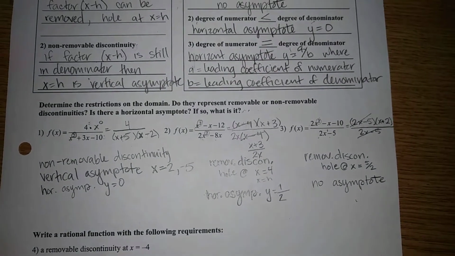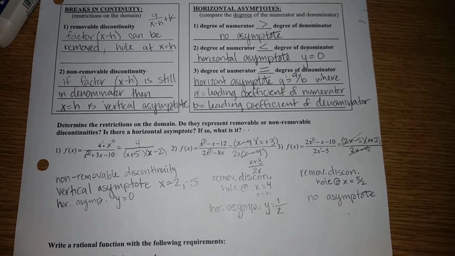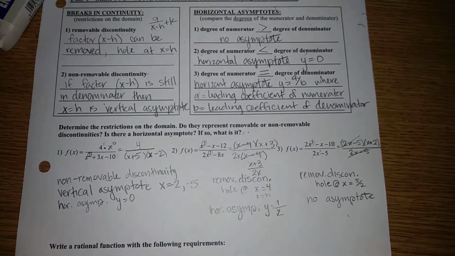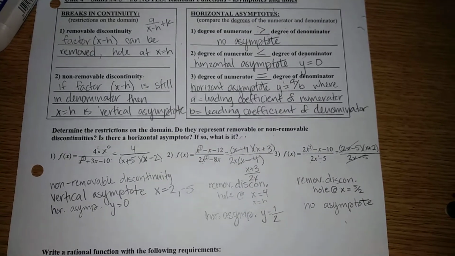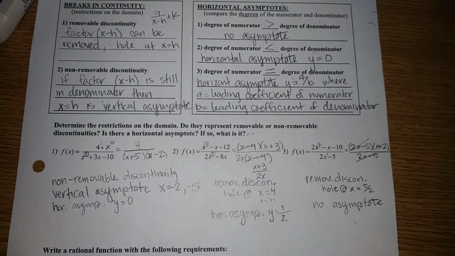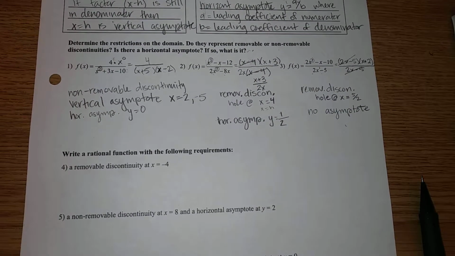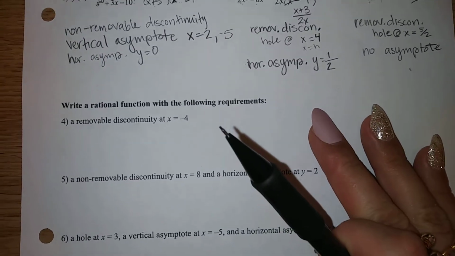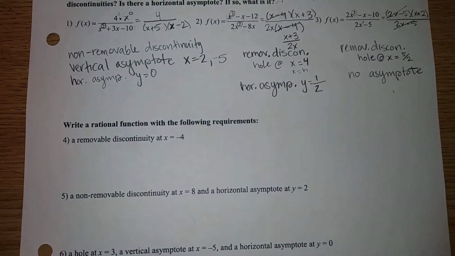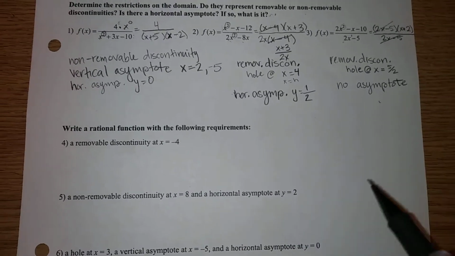So this is how you find whether you have a hole, a vertical asymptote, or what kind of horizontal asymptote you have. Now they're asking you to write a rational function based on the following requirements.